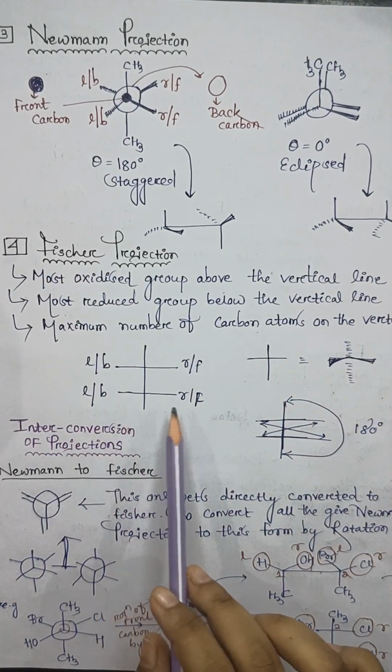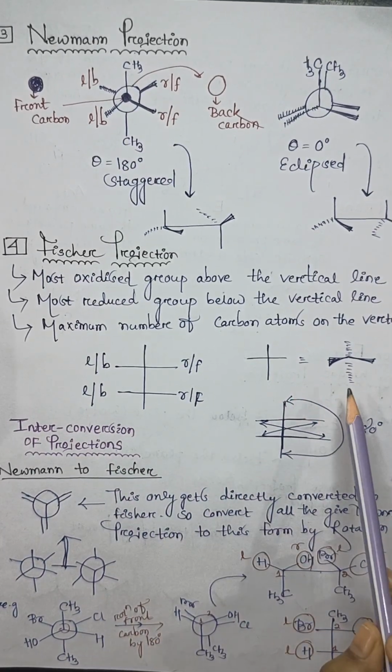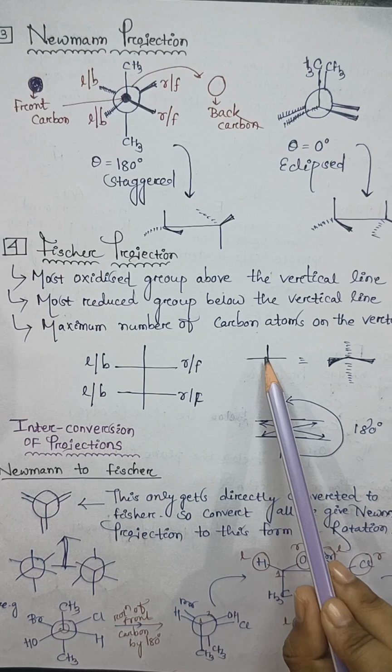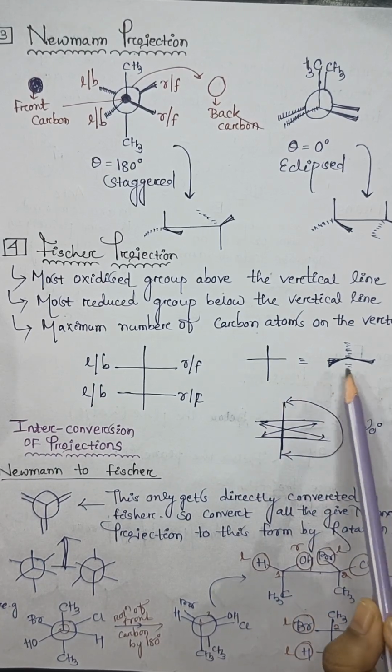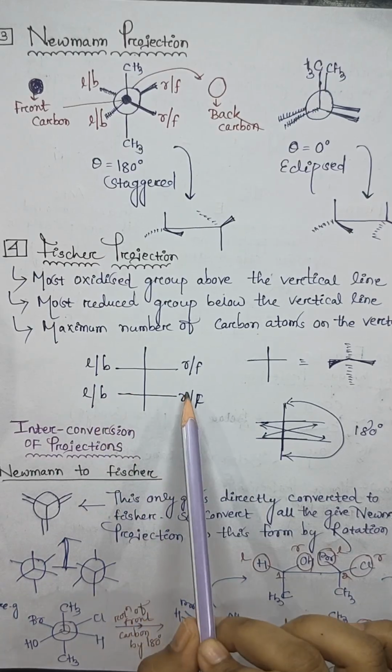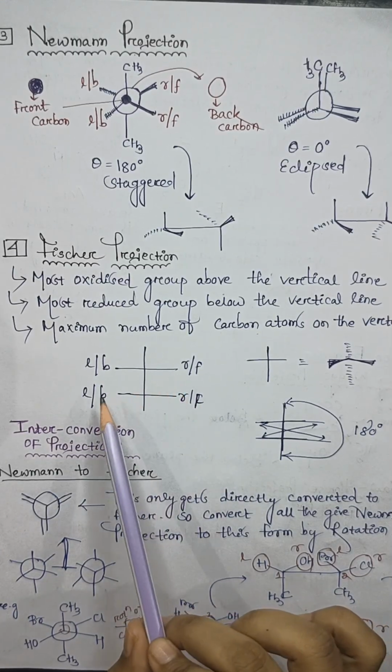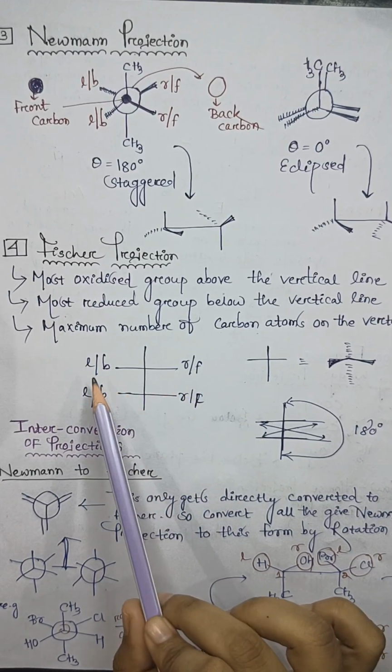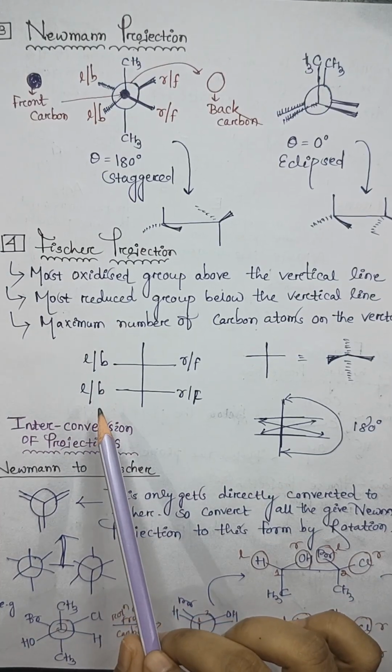This is the general representation of Fischer formula. This is a general notation. We can assume that the vertical line represents the dash and the horizontal line represents the wedge. So this is right side or front. This is also right side or front. This is left side or back side. This is left or back side.